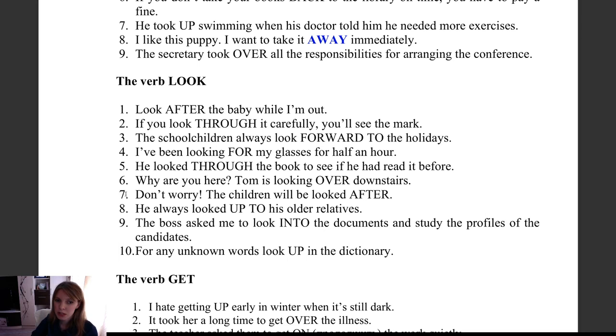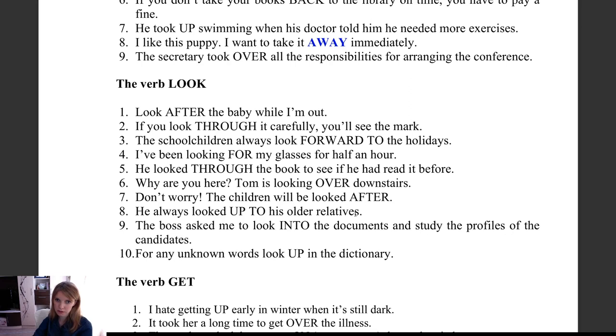Number six, why are you here? Tom is looking over it downstairs. Here we use preposition over in the meaning проверяет, Tom проверяет, внизу ли ты, да? Looking over. Number seven. Don't worry, the children will be looked after. To look after, присматривать. Number eight. He always looked up to his older relatives. To look up to means to respect.